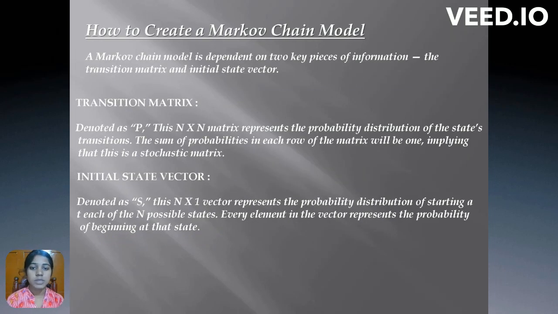How to create a Markov chain model? A Markov chain model is dependent on two key pieces of information: the transition matrix and the initial state vector. Firstly, what is the transition matrix? It is denoted as P. This n into n matrix represents the probability distribution of the state transitions. The sum of probabilities in each row of the matrix will be 1, implying that this is a stochastic matrix. Next, what is the initial state vector? Denoted as S, this n into 1 vector represents the probability distribution of starting in each of the n possible states. Every element in the vector represents the probability of beginning at that state.